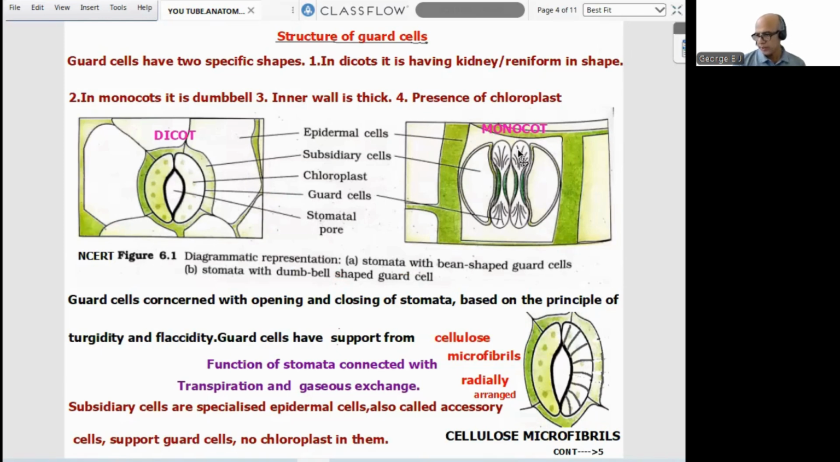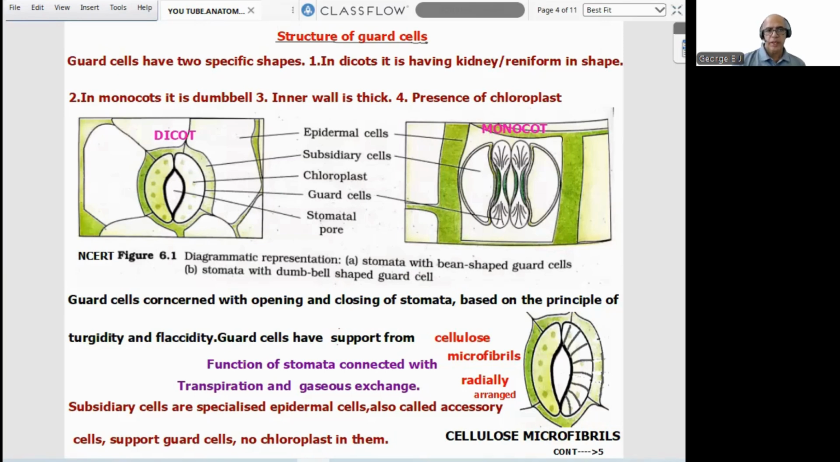But in monocot, it is a dumbbell. Here we can find dumbbell shape. In both cases, you can find the inner wall is thick, because it is needed for its physiological function. Then you can also find, specifically in dicot stomata or guard cells, chloroplast. So it's a famous diagram-based, theory-based question, even though we are studying it anatomically.